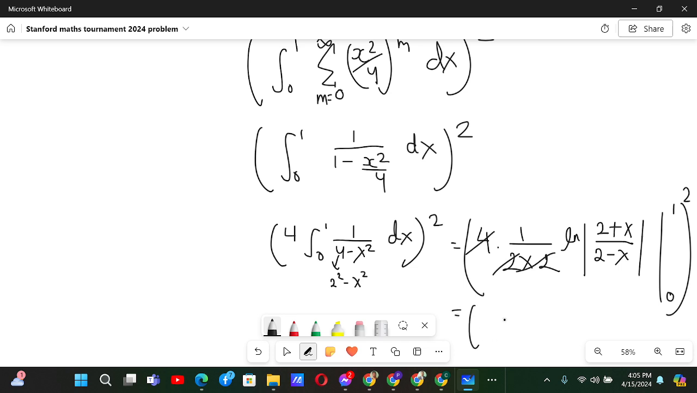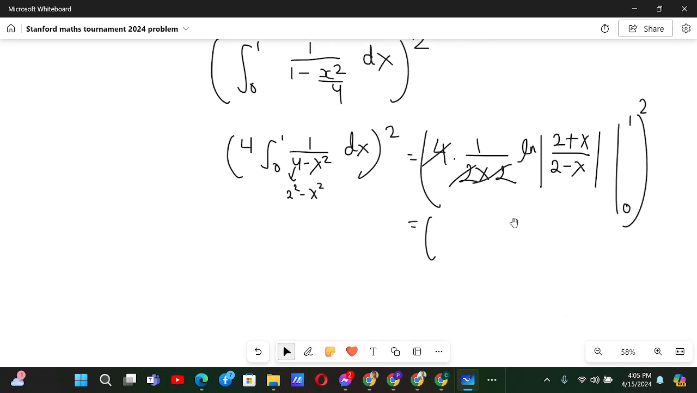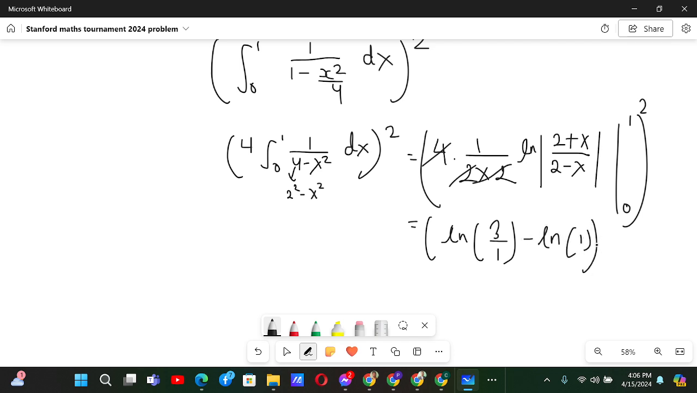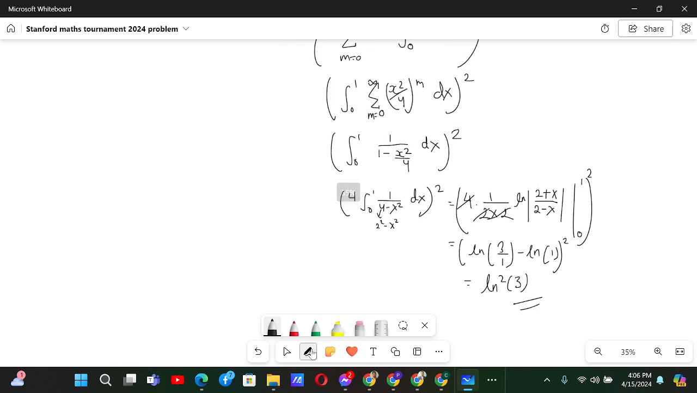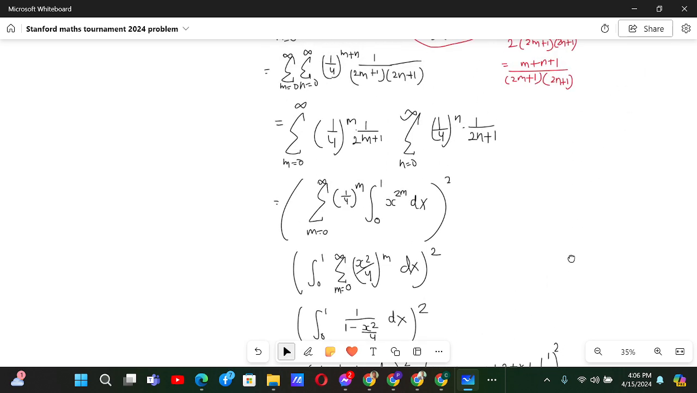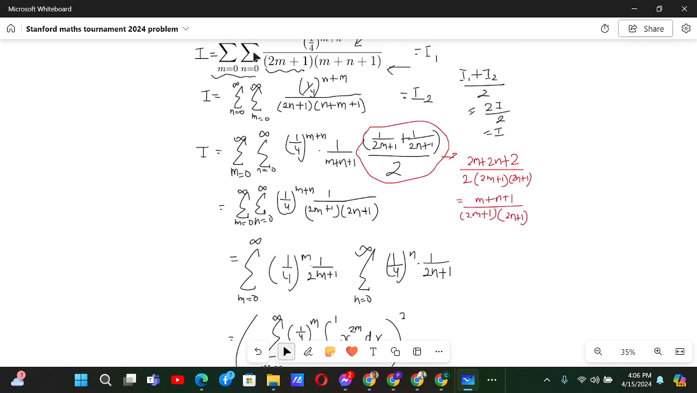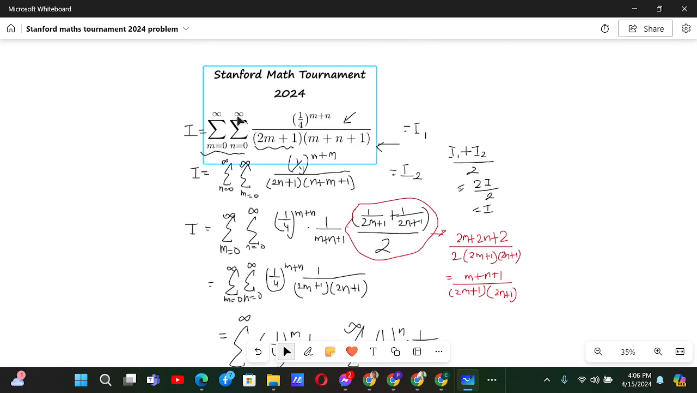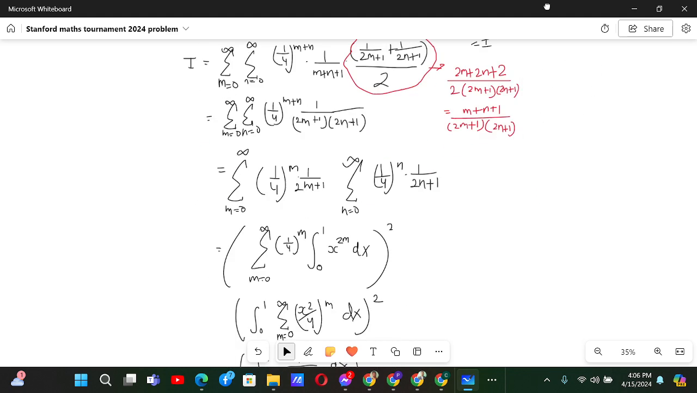Here we will have ln of 3 by 1 minus ln of 2 by 2, which is ln of 1, squared. Ln of 1 is 0, so this is just ln squared 3. And so we are done. If you want to check the answer, you can write the sum in a calculator and make the upper limit 100 or 1000, and you get the same result.